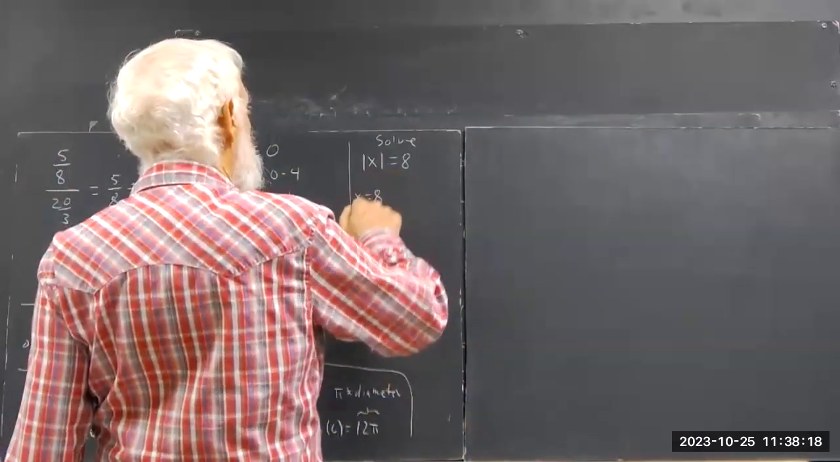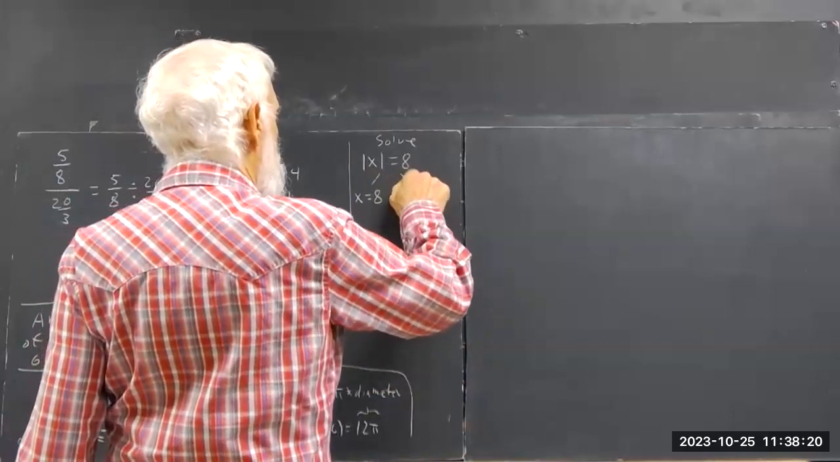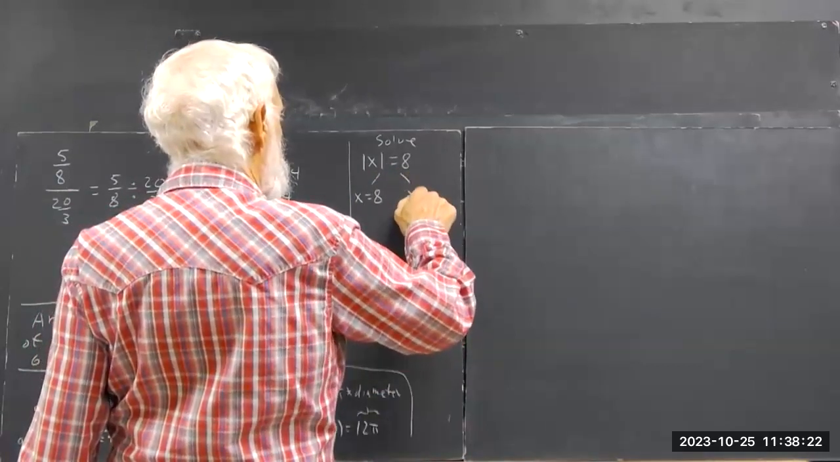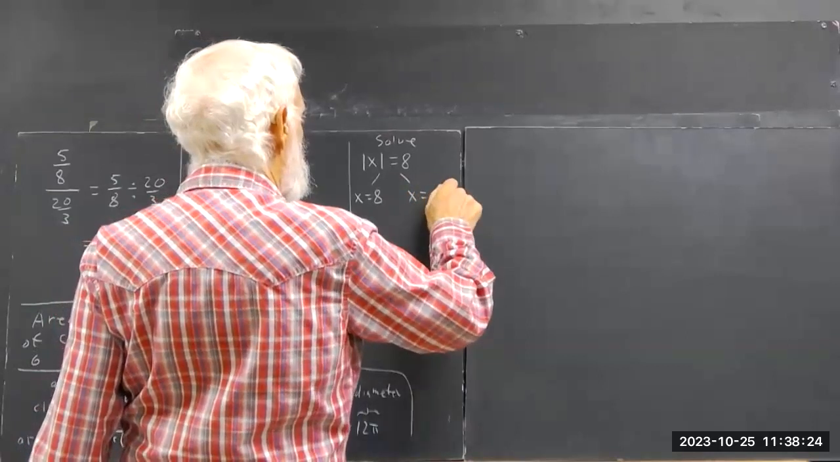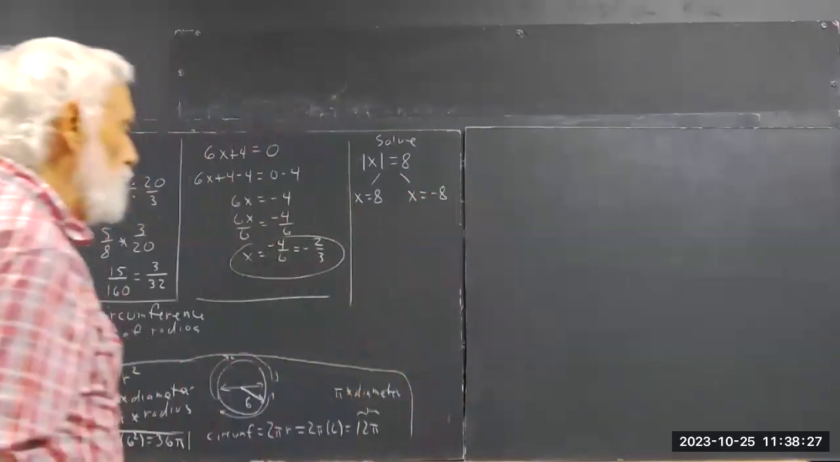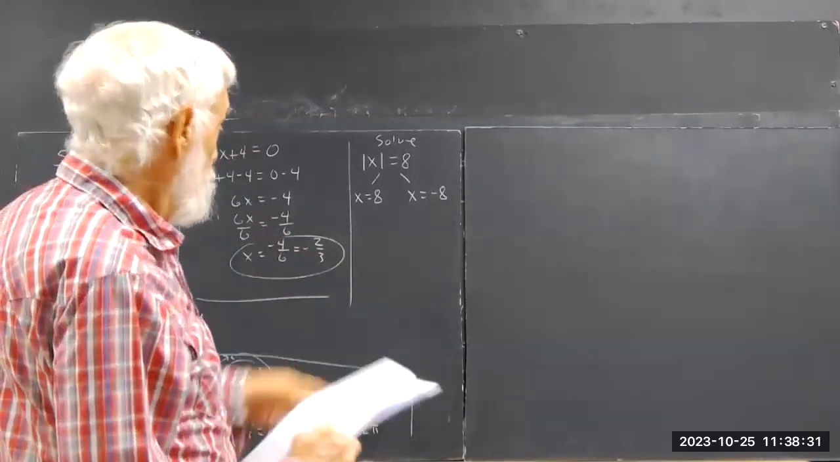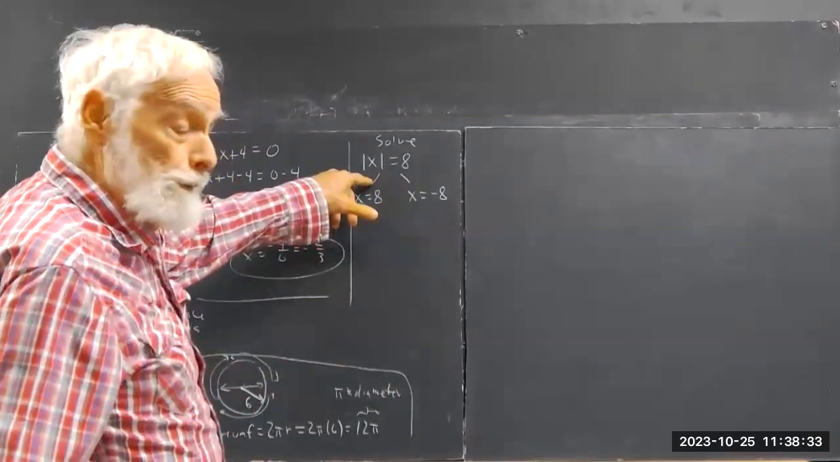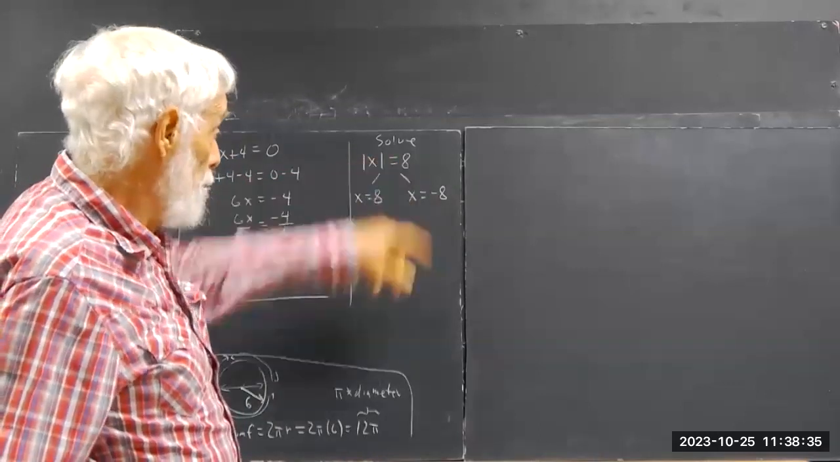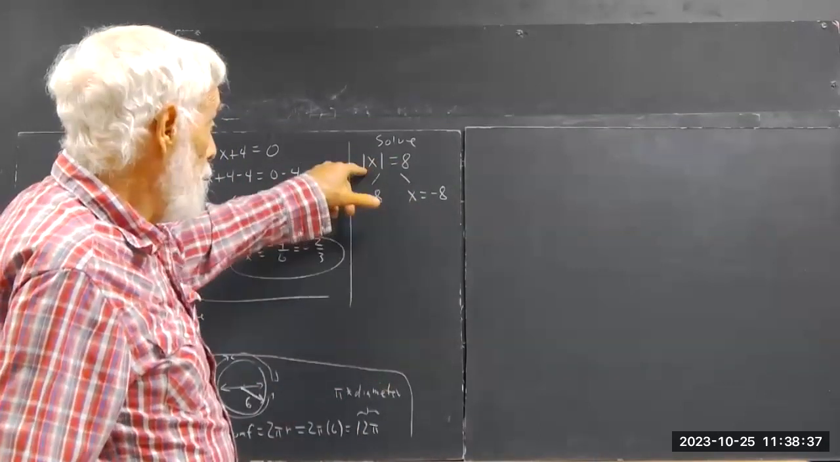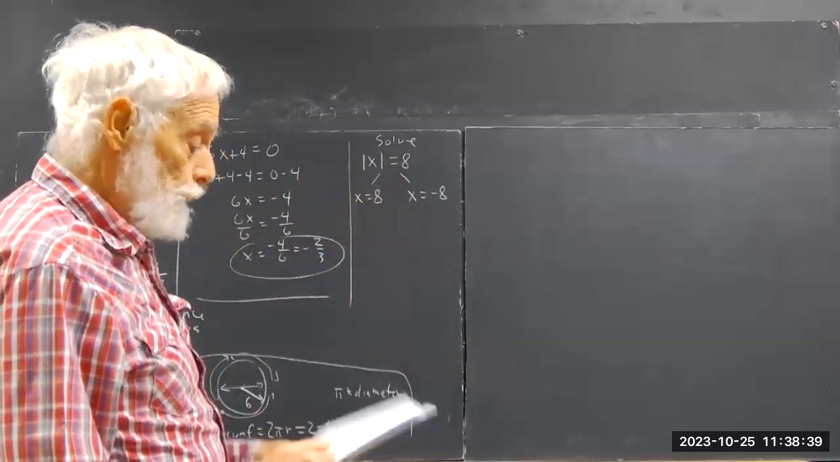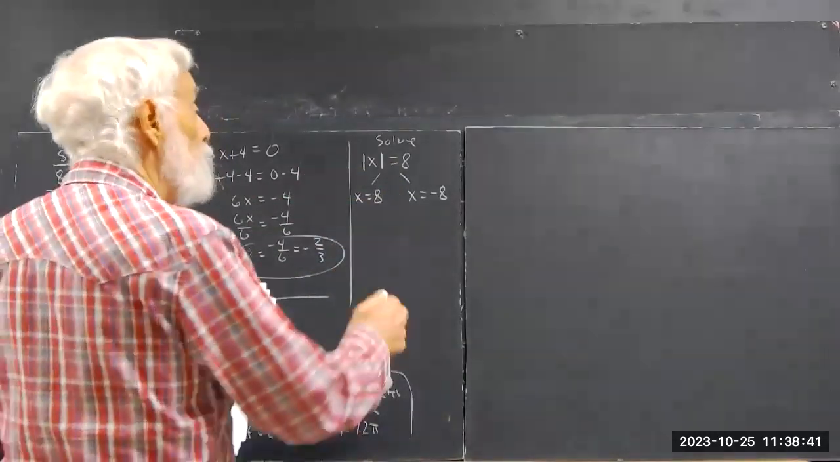So what we do is we split an absolute value equation into two equations, and you get two solutions. And you can check this. Plug in -8, the absolute value of -8 is 8, that makes it true. Plug in 8, the absolute value of 8, of course, is 8. So you have two solutions.